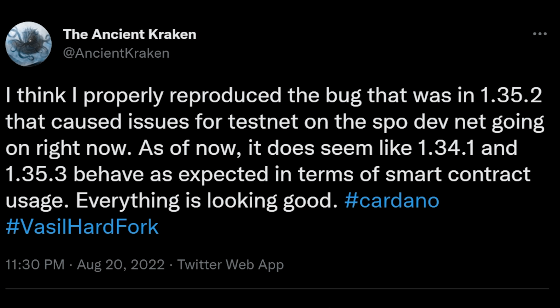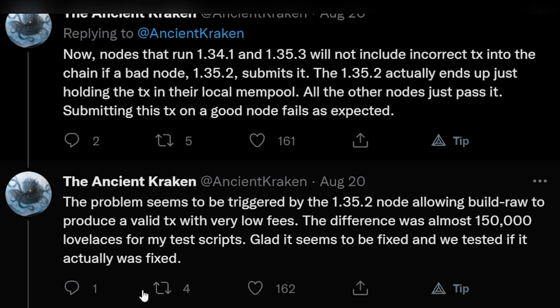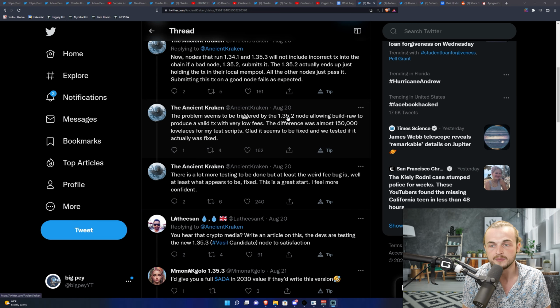"Everything is looking good. Now, nodes that run 1.34.1 and 1.35.3 will not include the incorrect TX in the chain if a bad node 1.35.2 submits it. The 1.35.2 actually ends up just holding the TX in their local mempool, and all of the other nodes just pass it. Submitting this TX on a good node fails as expected. The problem seems to be triggered by the 1.35.2 node allowing the node to build raw to produce a valid TX with very low fees. The difference was almost 150,000 Lovelaces from my test script." Lovelaces are a piece of an ADA. There's a million Lovelaces in every ADA.